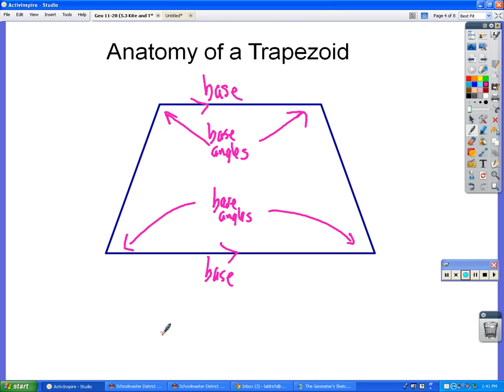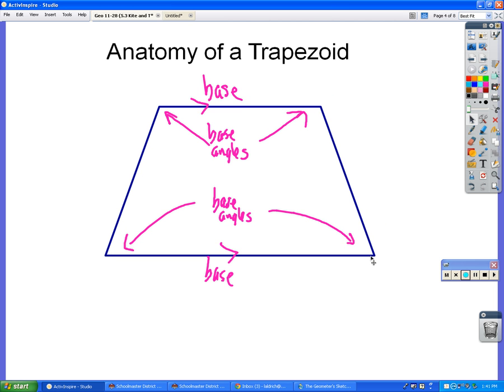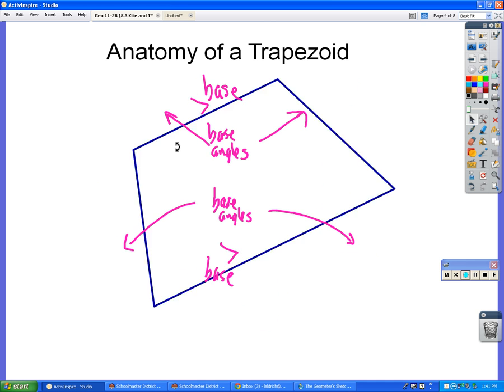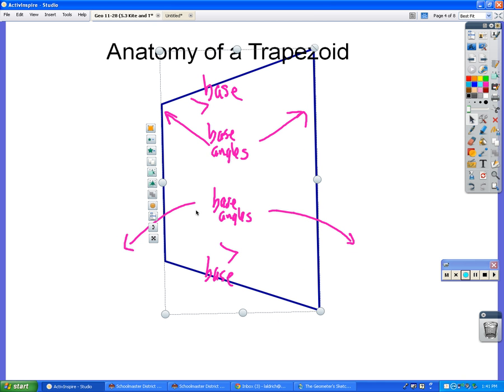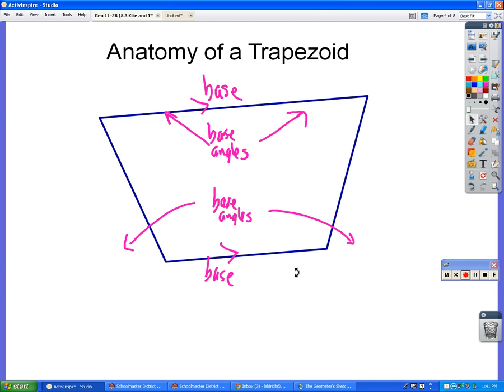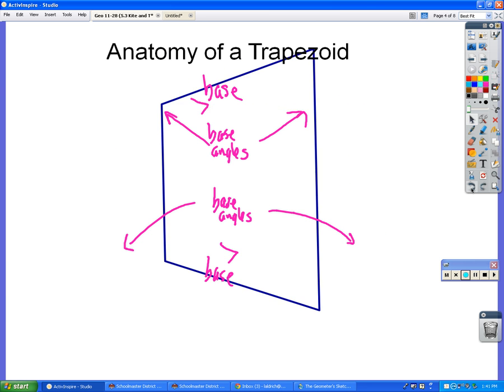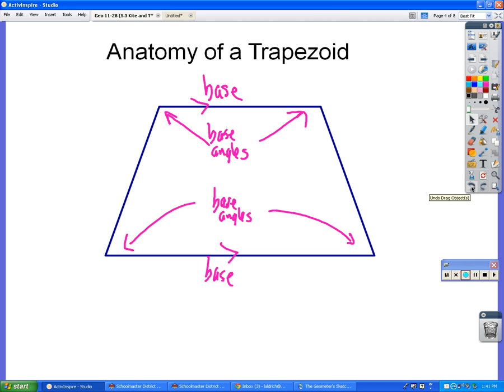Okay? And it's important to understand that you could have a trapezoid sideways, and those would still be the bases, or you could have a trapezoid upside down, and those would still be the bases. So it's always the sides that are parallel to each other that are the bases, even if it's resting on a different side. And then the angles that are connected to a base are, of course, called the base angles.